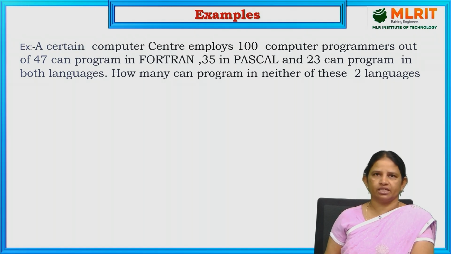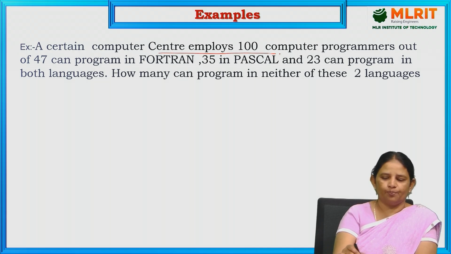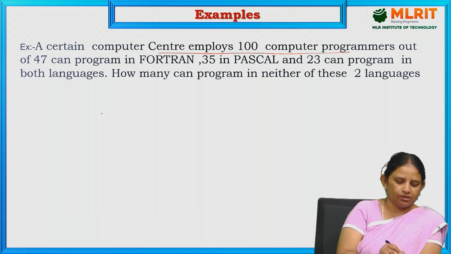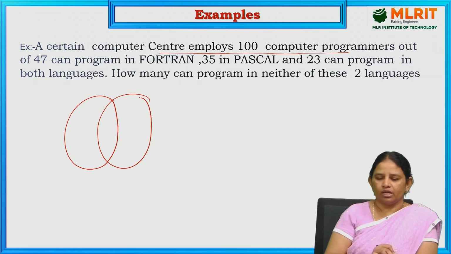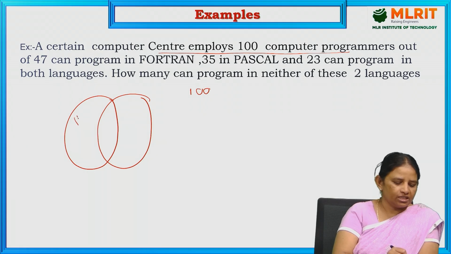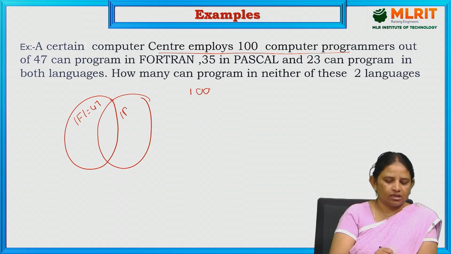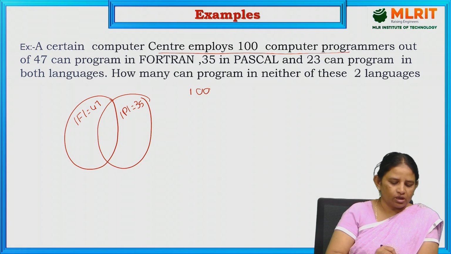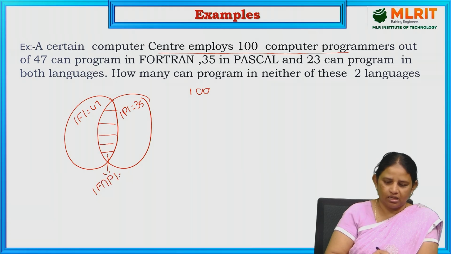Next, consider the next example. A certain computer center employs 100 computer programmers. Total number of employees is 100. Out of them, 47 can program in Fortran, that is mod F is equal to 47, and 35 in Pascal, mod P is equal to 35. 23 can program in both languages, that is Fortran and Pascal is 23.